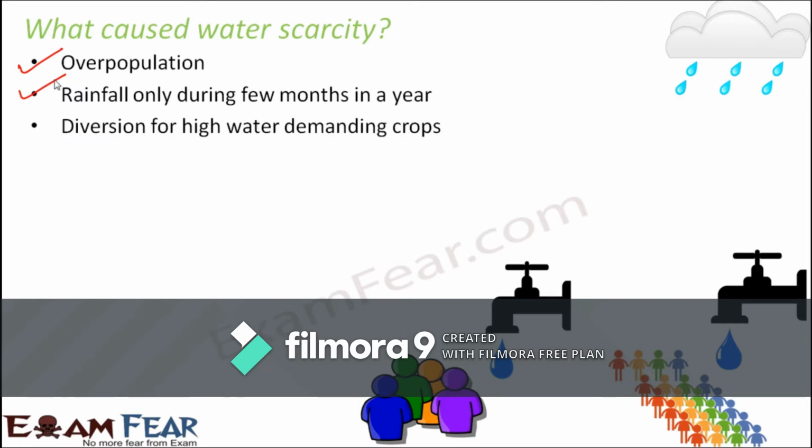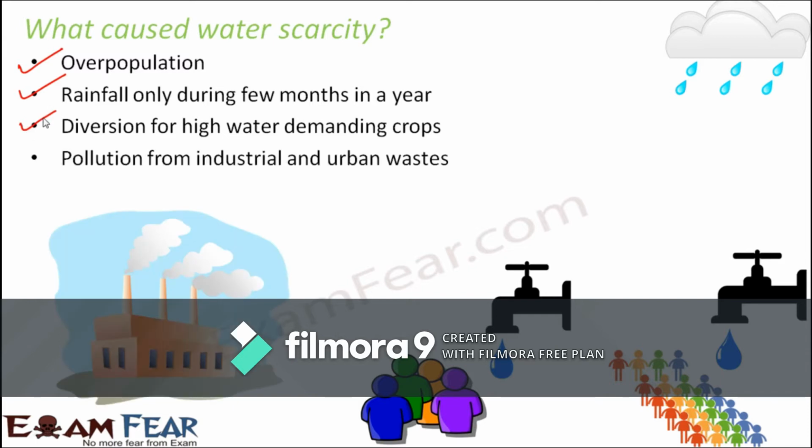Diversion for high water demanding crops. A lot of times people tend to grow those crops more which need more water. For example, certain crops like rice, the paddy fields, need more water. If we do not have sufficient water resources, let us grow high water demanding crops less, and let us try to grow more less water demanding crops. Since a lot of water is being spent only on growing high water demanding crops, that also adds to the water scarcity. So this is also not a nice thing.